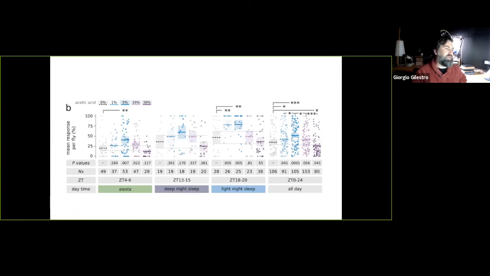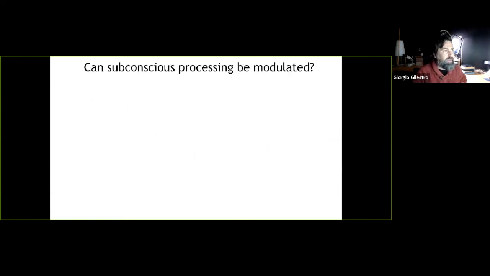It tells us that animals like flies can detect a qualitative information in an odor they perceive during sleep. So there is some level of their brain which is able to qualitatively distinguish the information of a sensory input during sleep. And how is this modulated?